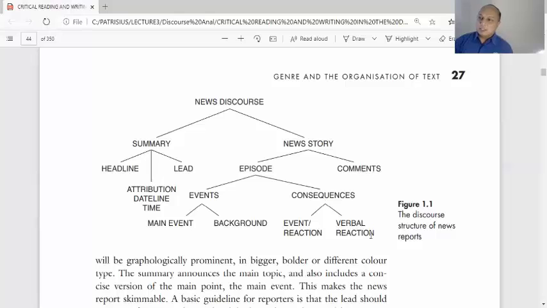Now, you might notice that in news discourse, the most important information is presented first. In discourse, it is called deductive organization. Deductive means that the most important point is presented first. The opposite of that is inductive. In inductive structure, the most important point is presented last.